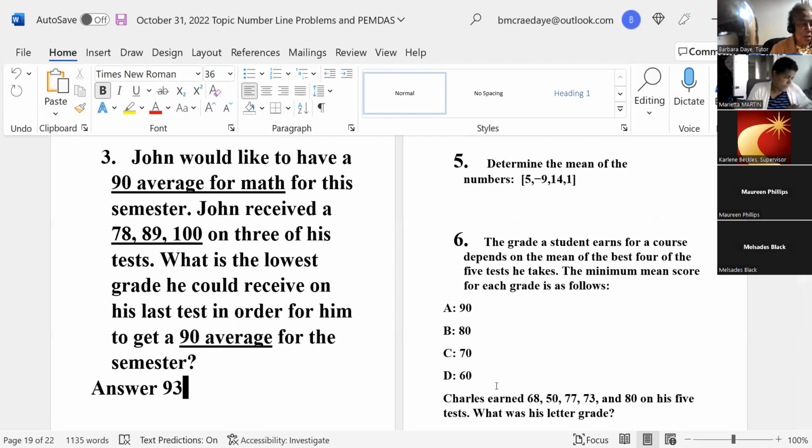Okay. How you doing, Marietta? Not yet. I'm having a bit of an issue. I was giving you another way to do it. A 90 average for 4 scores is 360. 4 times 90, right? Now add up 78 plus 89 plus 100, and subtract that total from 360.